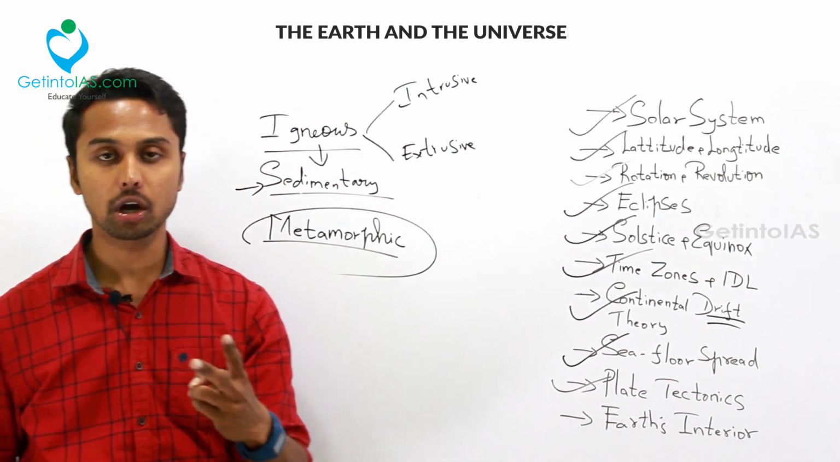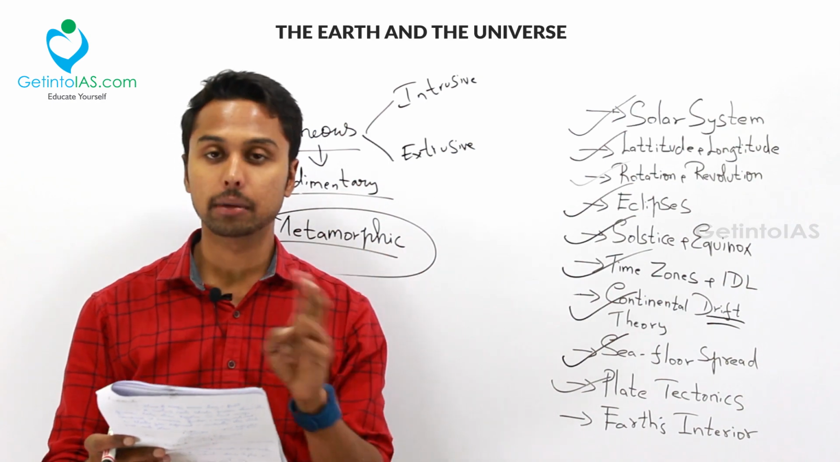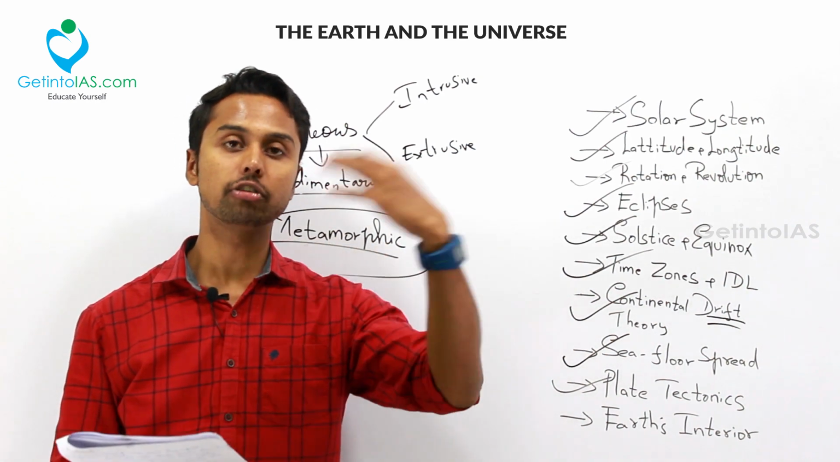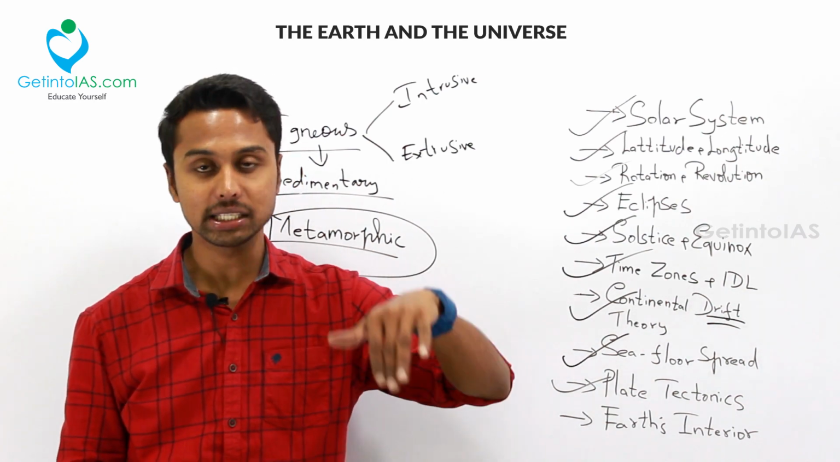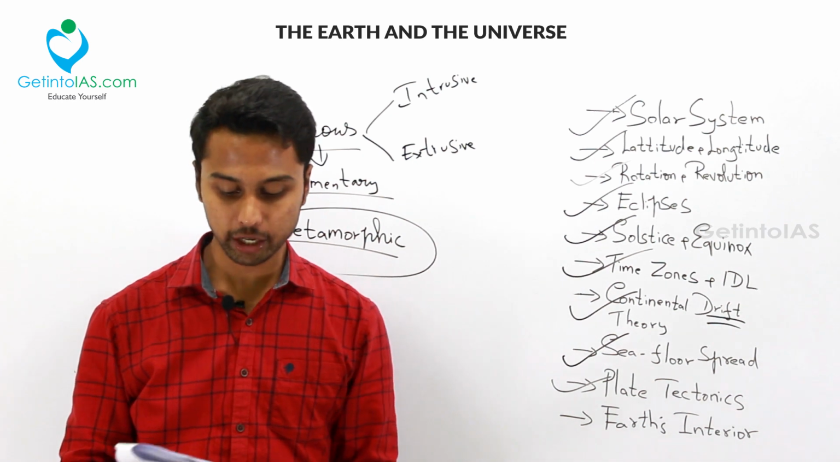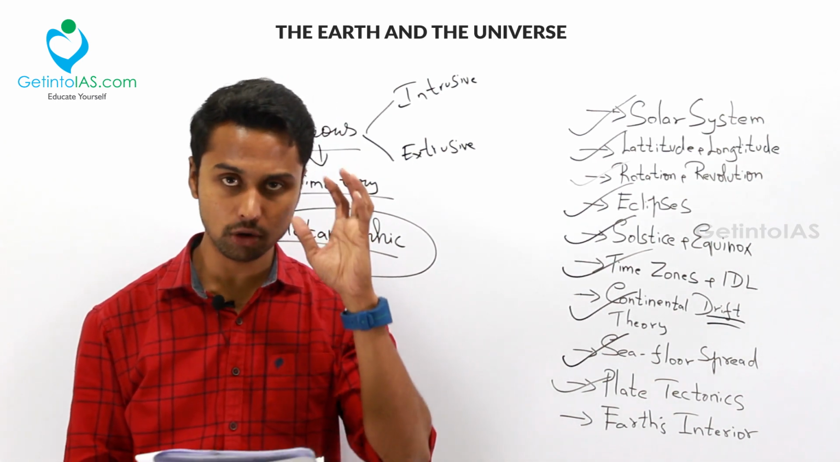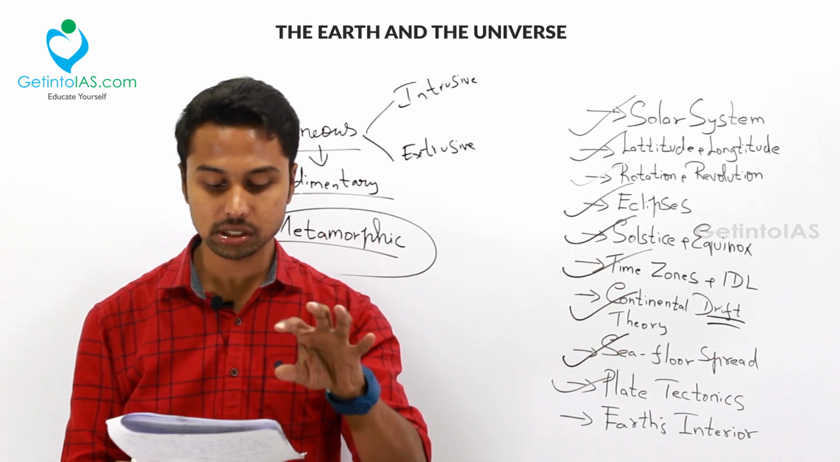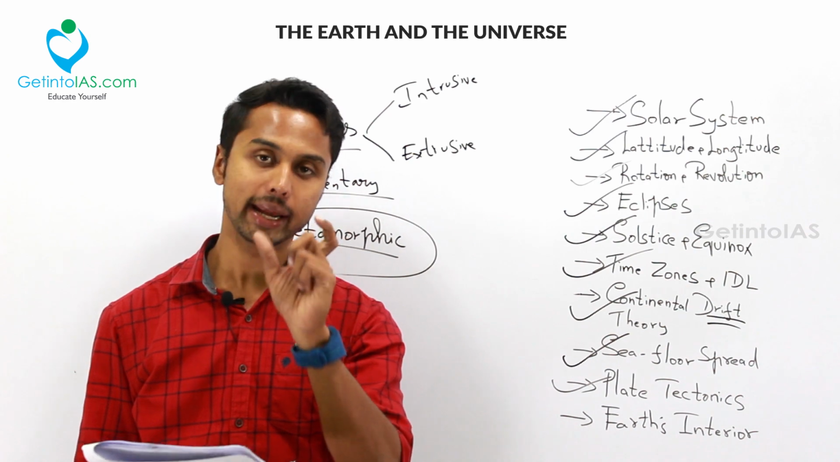Okay, so metamorphic rock, again there are two types: thermal metamorphism and dynamic metamorphism. When this change of form is happening via heat, that is known as thermal metamorphism, and when the change of form is happening via pressure, it is known as dynamic metamorphism. Okay. So the metamorphic rock undergoes a process, I told you now. That process is known as recrystallization. A process called recrystallization takes place here.